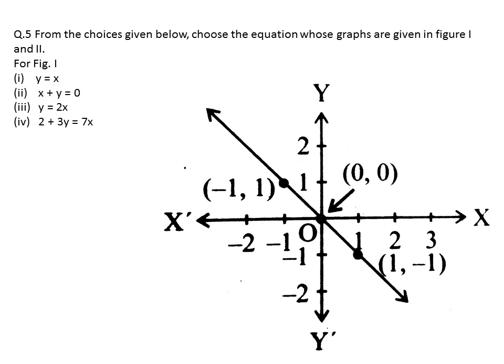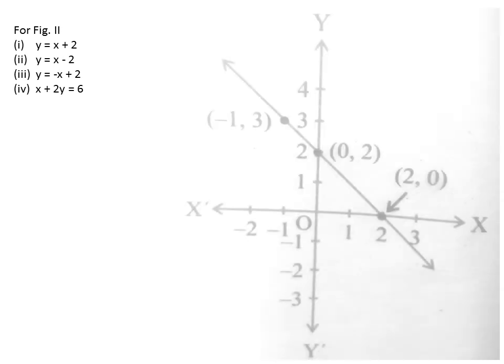Now we will check for the second point. 0 plus 0 is what? 0. Yes, it is correct. And minus 1 plus 1 is what? 0. So that means the second option is correct. Clear?